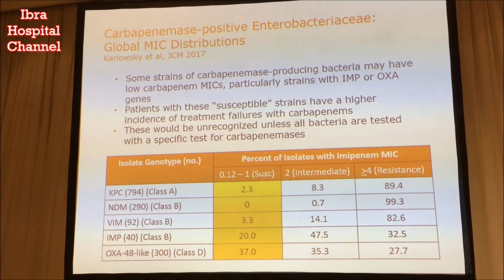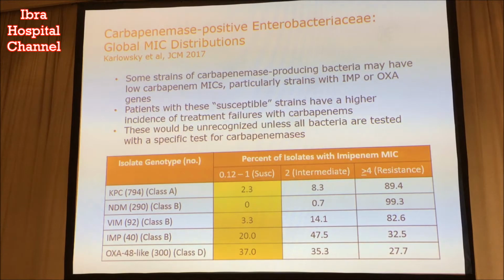And I'm going to give the example with carbapenemase positive Enterobacteriaceae. All of these are considered resistant because they produce enzymes that break down the carbapenems, the cephalosporins, the penicillins, and so forth. In this study, they did susceptibility tests against imipenem for a large number of different organisms that were producing different classes of carbapenemases. What you see in the second column, which I've highlighted in yellow, are organisms that are considered susceptible based on the MICs that were generated.